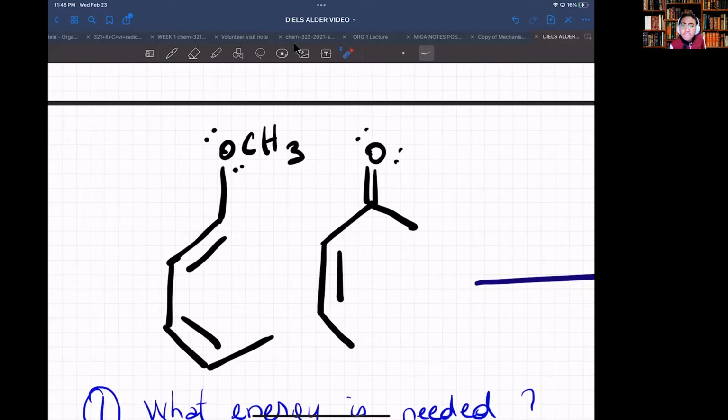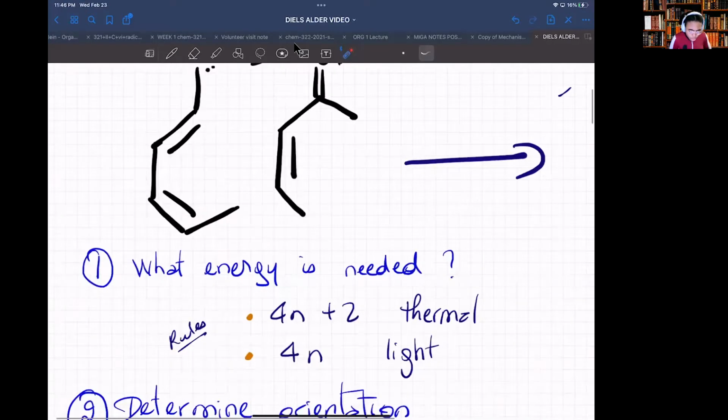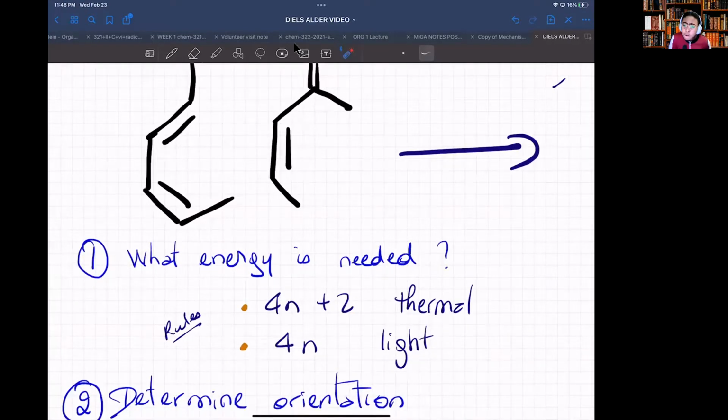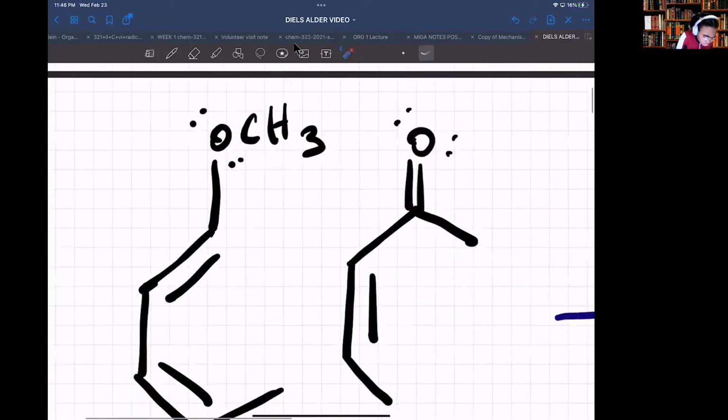If you don't know the terms, it's good to go review: highest occupied molecular orbital, lowest unoccupied molecular orbital, HOMO and LUMO come together. To do that, we will need either heat or light. The way to determine which one it is is to follow the rule. The rule says that if the number of electrons involved in the mechanism can be obtained using 4n plus 2, then it will require heat. If it's 4n, it will require light. What do I mean? Let's apply this rule.